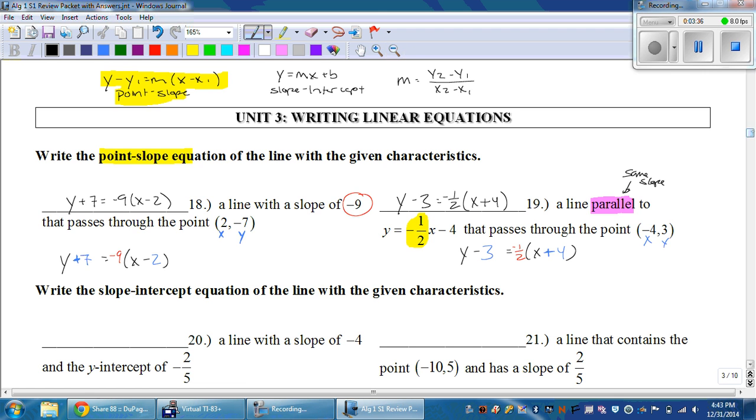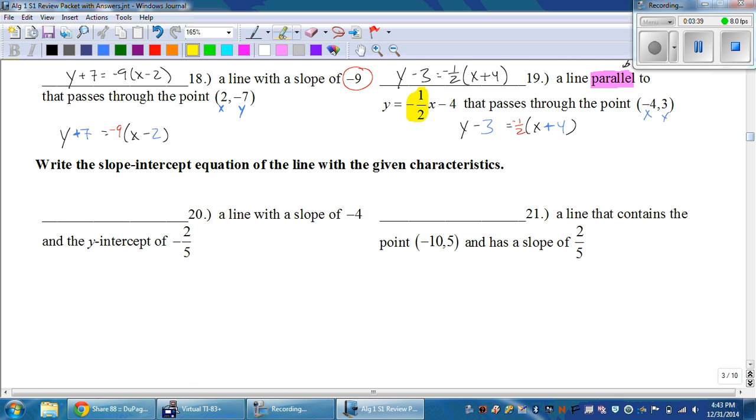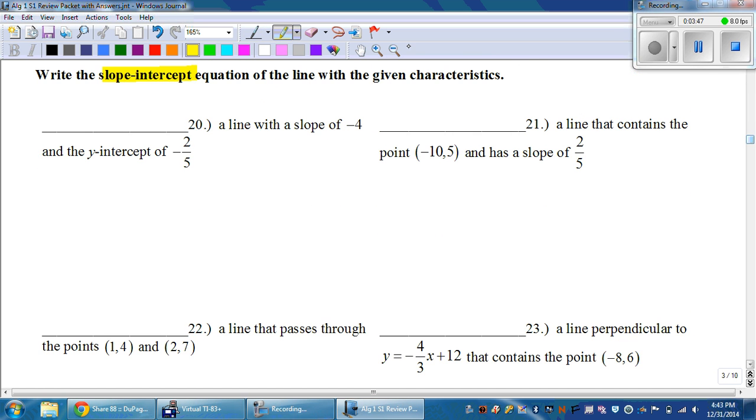Okay, now next part, they're asking for slope-intercept. Okay, so that's the y equals mx plus b. So it tells us that our slope is -4, and our y-intercept, okay, y-intercept, remember that that's our b, is -2/5.